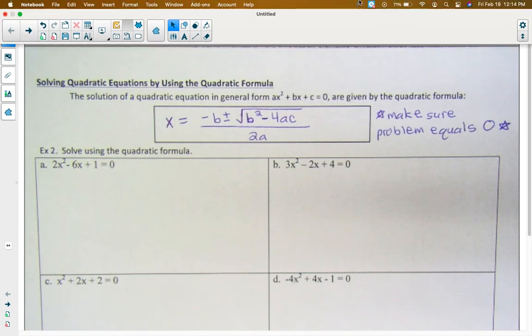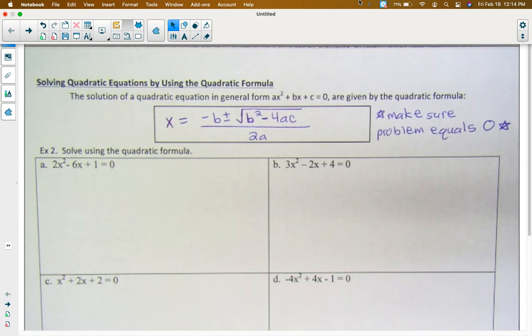Y'all, today we're going to take a look at the last method for solving a quadratic equation, and that is the quadratic formula. So up to this point, we know how to graph it, we know how to factor it, we know how to take the square root, we know how to complete the square, and today we'll learn about the quadratic formula. You may have seen this in Math 1, but that may have been a long time ago, so we are going to get you straight today using the quadratic formula.